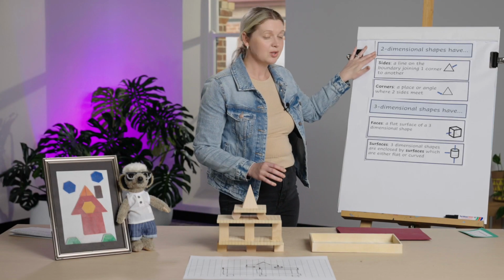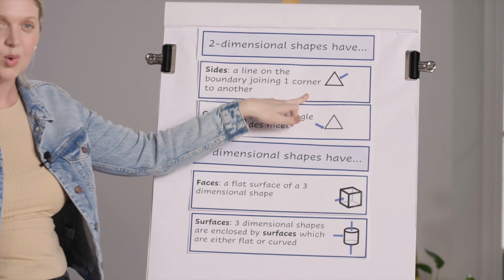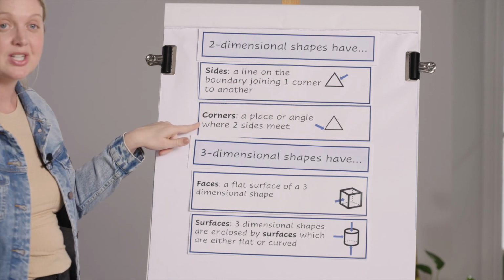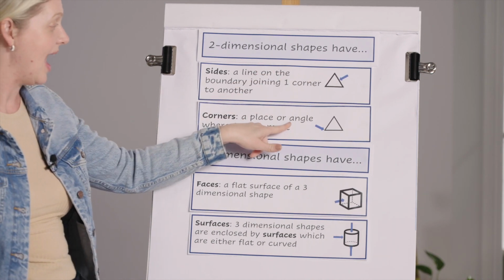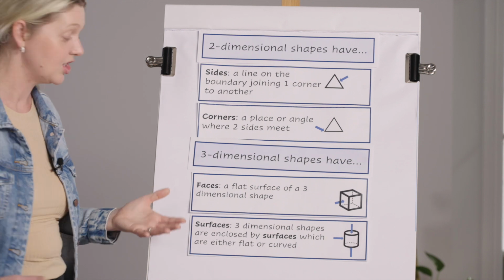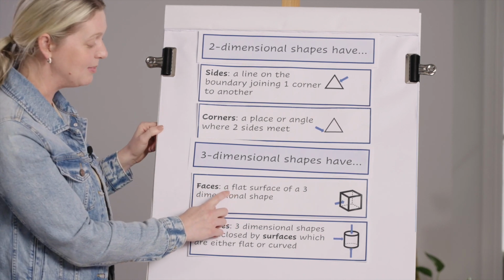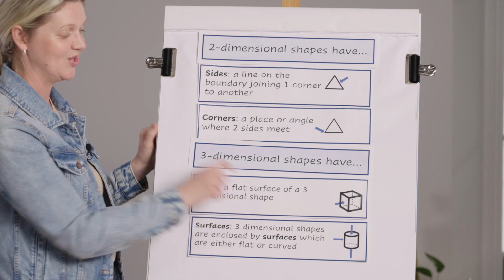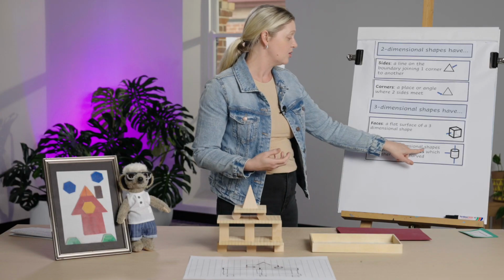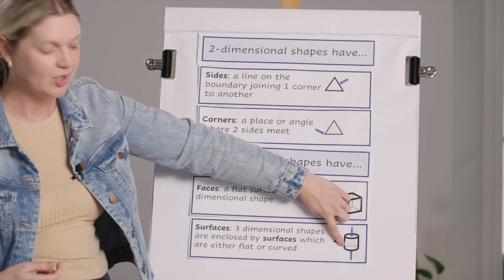So in this lesson we learned about the difference between two and three-dimensional shapes. We know that two-dimensional shapes have sides, which are a line on the boundary joining one corner to another, like this. Two-dimensional shapes have corners, a place or angle where two sides meet, like this. Now we've learnt today that three-dimensional shapes have faces, not like this. Faces on three-dimensional shapes are a flat surface of a three-dimensional shape, like this. Three-dimensional shapes are either enclosed by surfaces which are flat or curved.